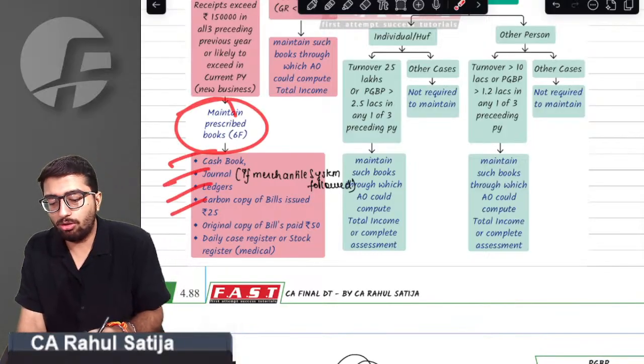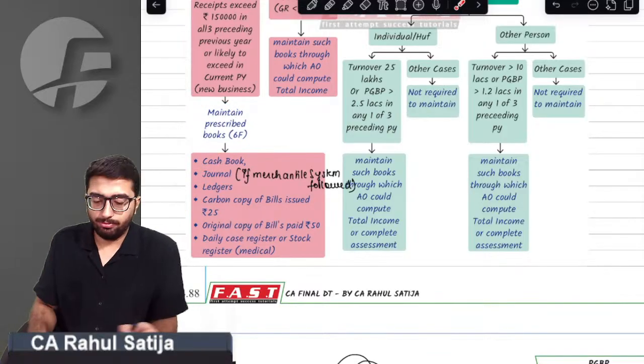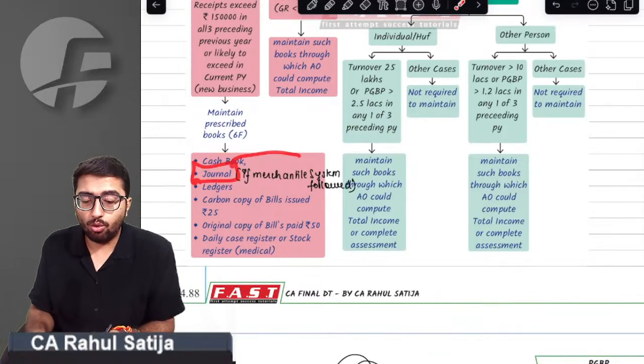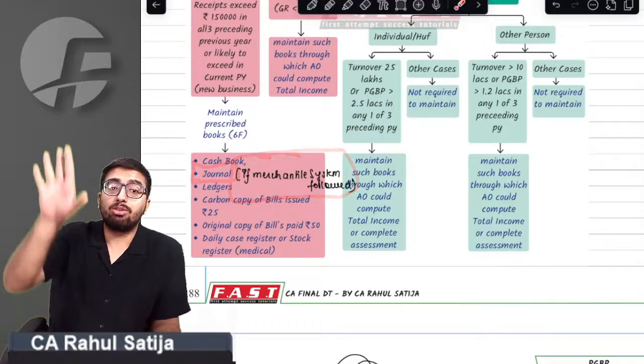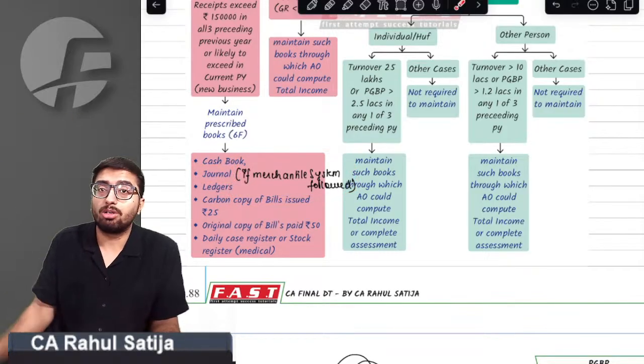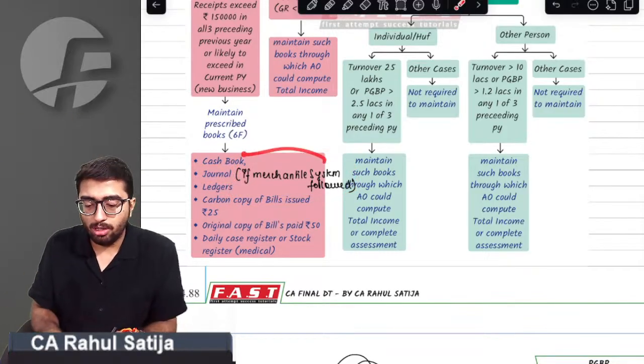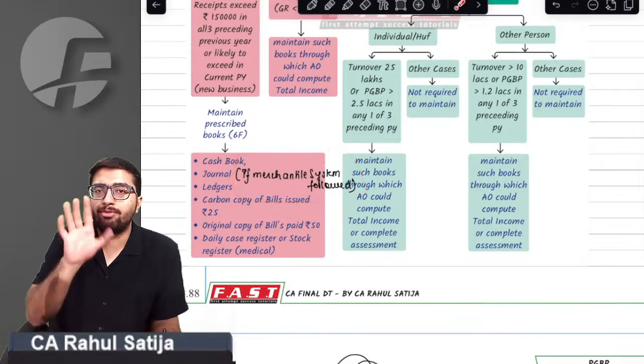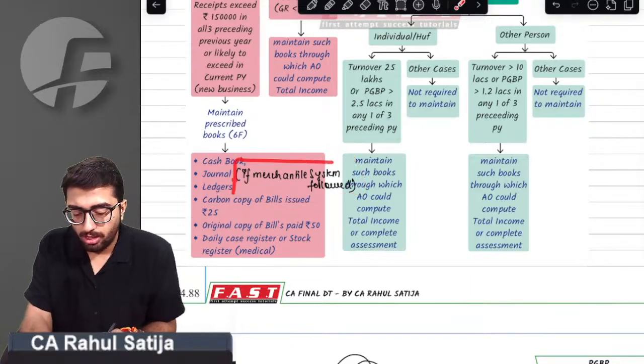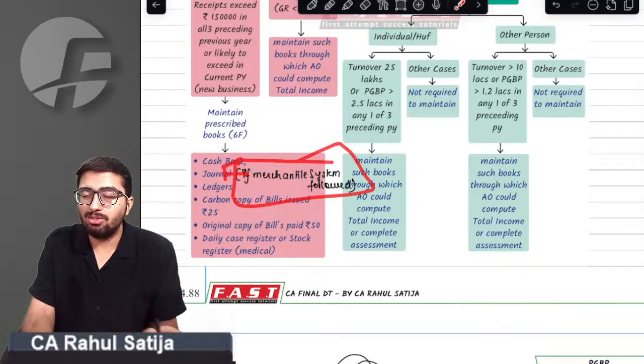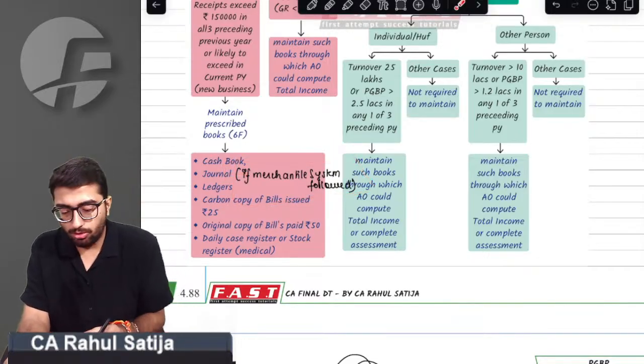What books are to be maintained? A cash book they have to maintain. Journal they have to make only if the mercantile system is followed. So do note down in your book that the journal is only made when the mercantile system is followed.